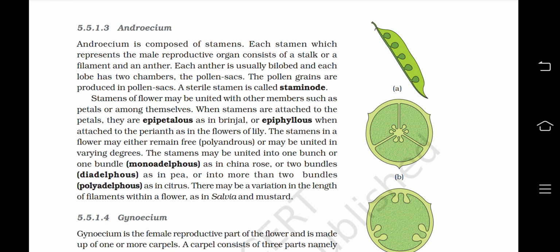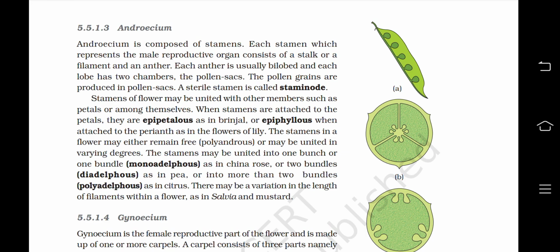Stamens of a flower may be united with other members such as petals or among themselves. When stamens are attached to the petals, they are epipetalous, as in brinjal, or epiphyllous when attached to the perianth, as in flowers of lily. The stamens in a flower may either remain free, polyandrous, or may be united in varying degrees.